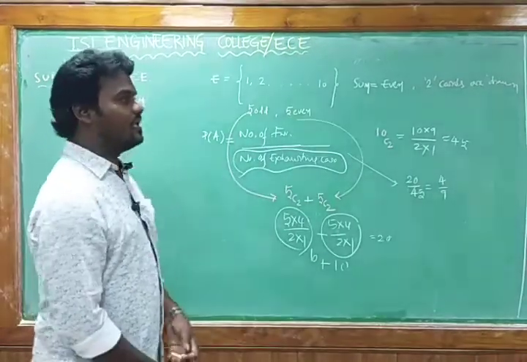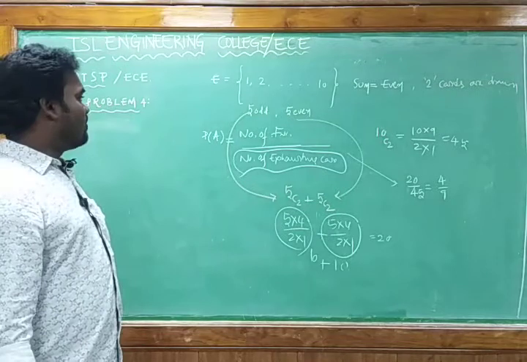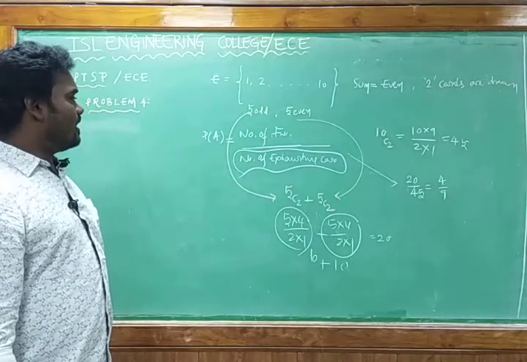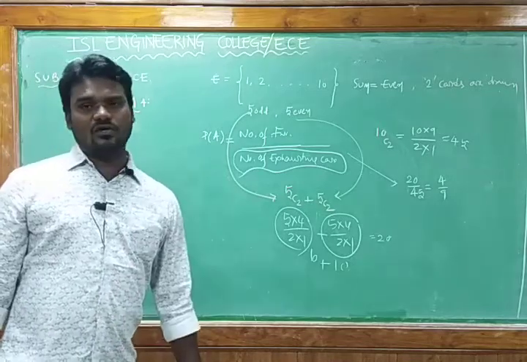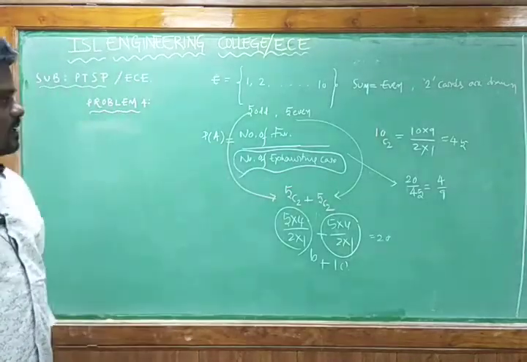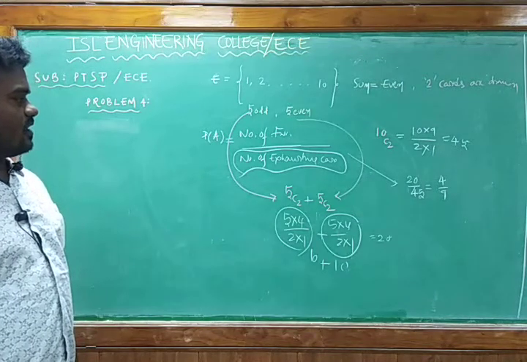The probability of getting the sum even, if the set is defined from 1 to 10 numbers and you choose 2 cards drawn together at a time, is 4 by 9.